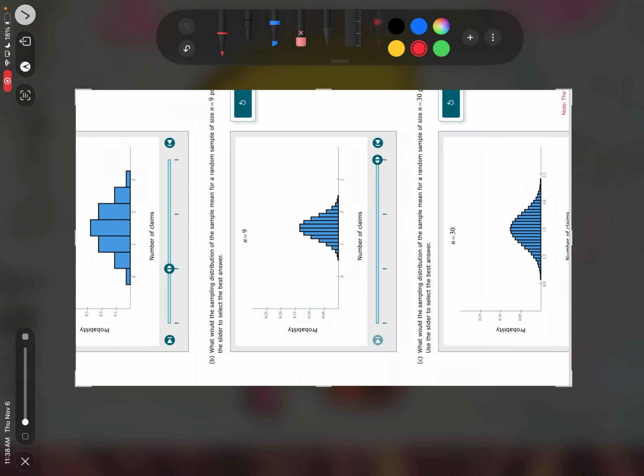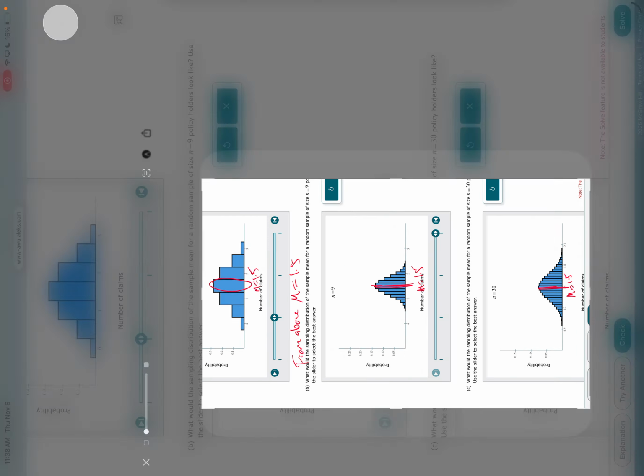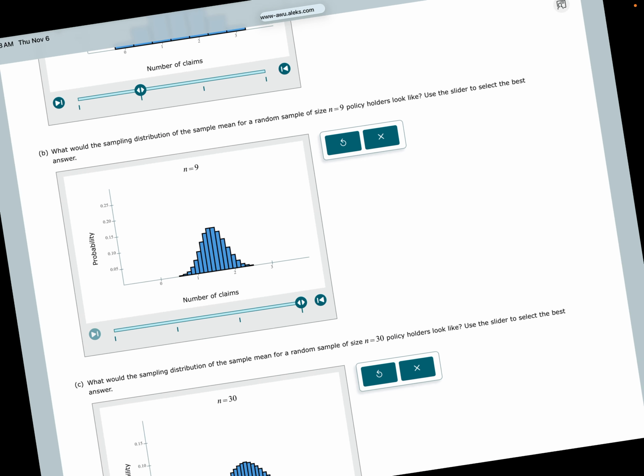I'm just going to write this real quick. From above, the mean is equal to 1.5. So you try to get the mean equal 1.5. Okay. So that's all you got to do is try to match those means up on there. That topic should just take a second.